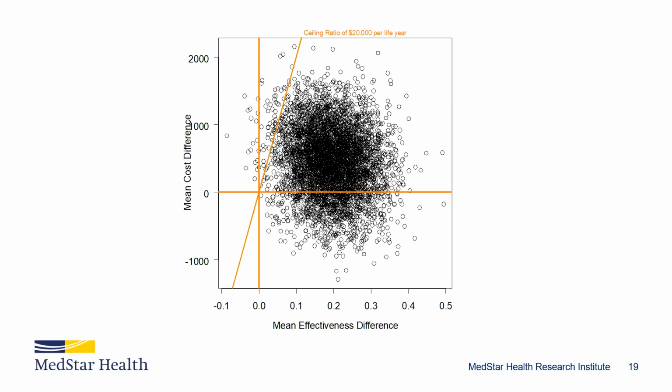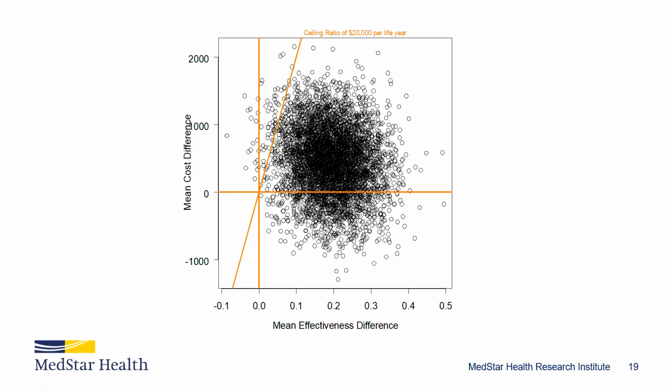And so here's an example of how this is plotted out. We have effectiveness here on the horizontal axis, cost difference on the vertical axis. And here are our 5,000 or however many thousands of bootstrap replicates we've drawn. And so we can see that most of the bootstrap replicates fall into quadrant 1 in this case. There's a few in quadrant 2 and very few in 4.